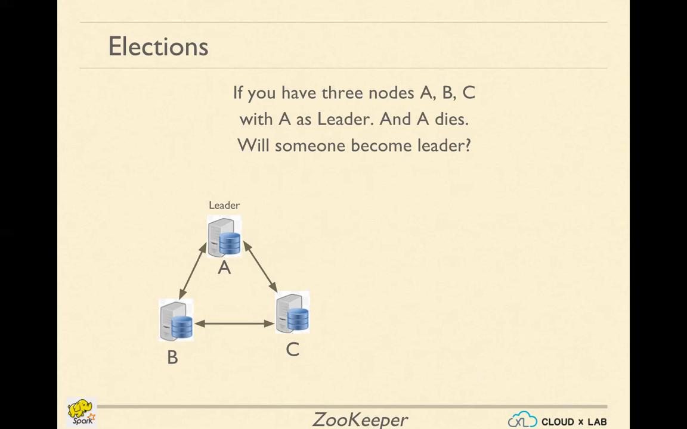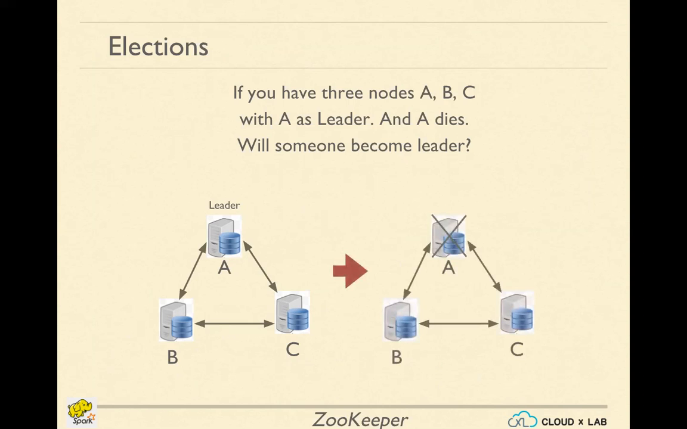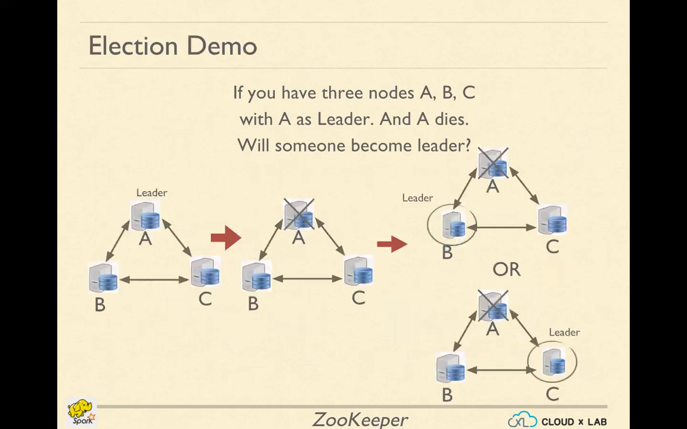Okay. So if we have three nodes, A, B, and C, A was the leader, and A suddenly dies, as in shuts down. Will someone become the leader quickly? Yes or no? Yes. So either B or C would become the leader.